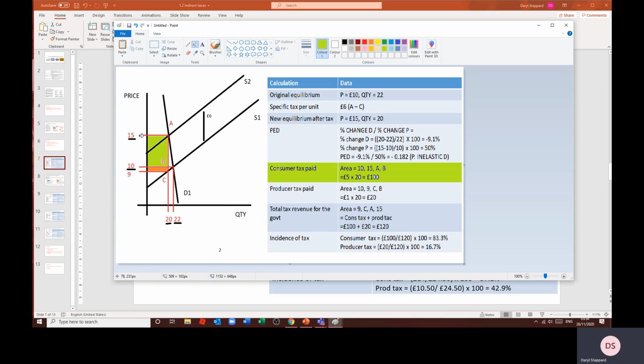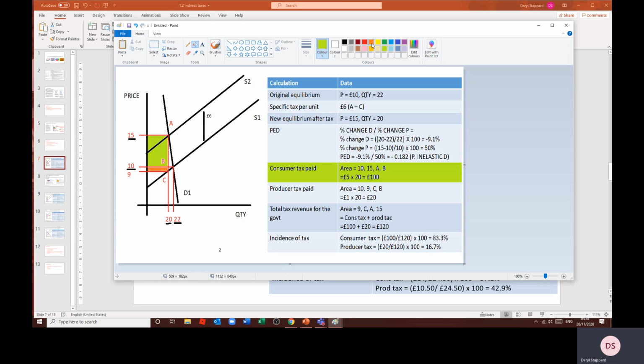They're paying the increase in price. So the price has grown from £10 up to £15. So they're paying £5 of that tax, and that will apply to all 20 units of output that they buy in this marketplace. So 5 lots of 20 will give us £100.